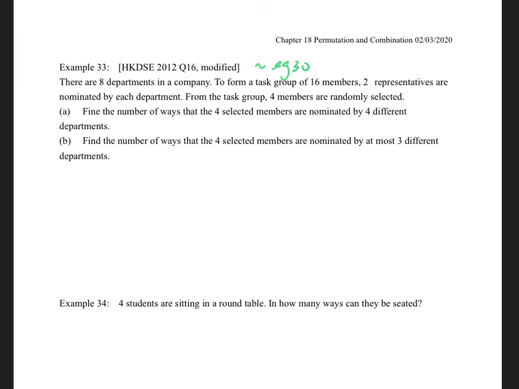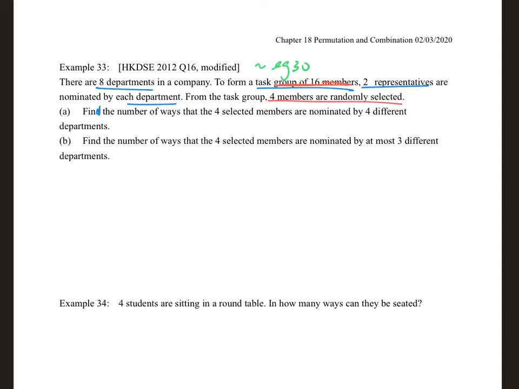The question tells you that there are 8 departments. So you want to form a task group of 16 members. 2 representatives are from each department, to make up a total of 16. Among them, you are choosing 4 members randomly from these 16 members. Well, it looks terrible, right? Okay, part A, there's a typo. Find the number of ways that the 4 selected members are nominated by 4 different departments. Definitely terrible, right?